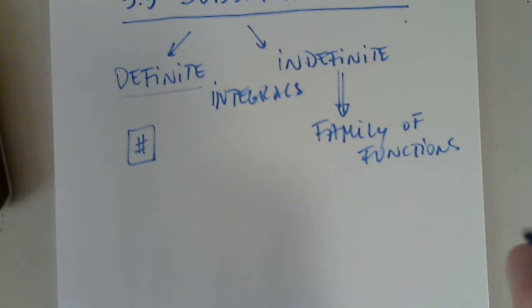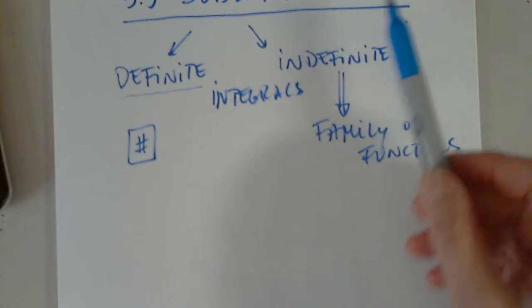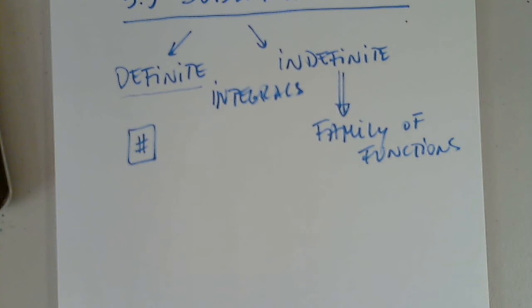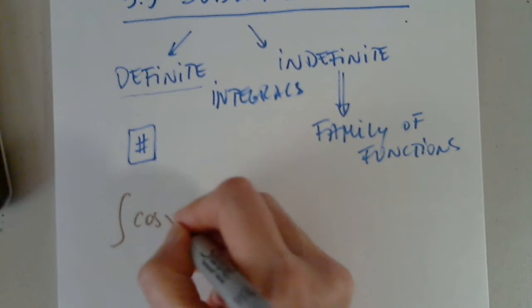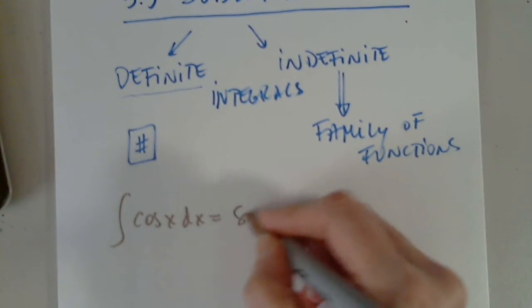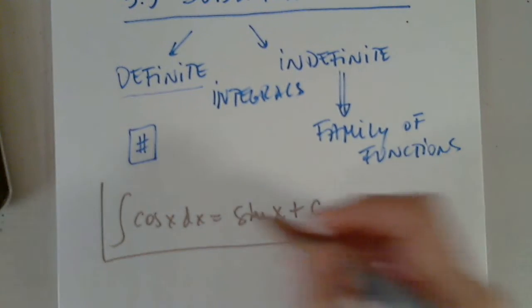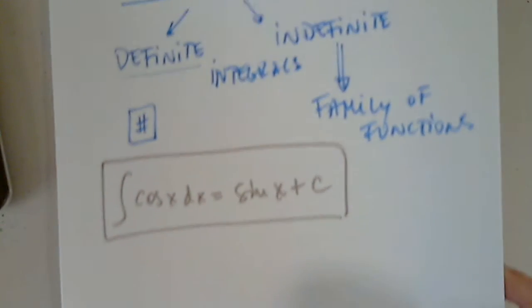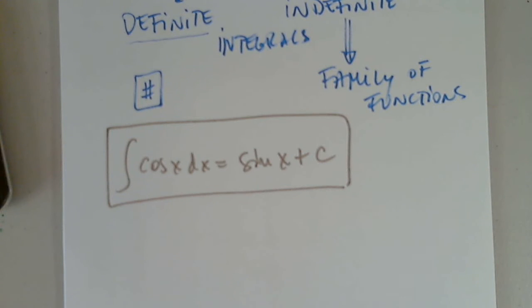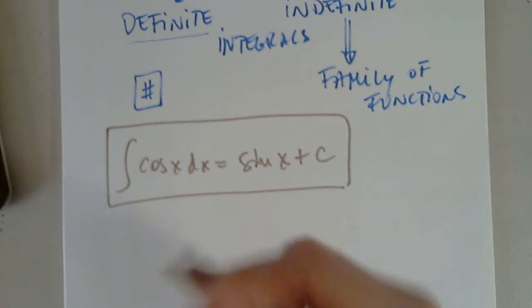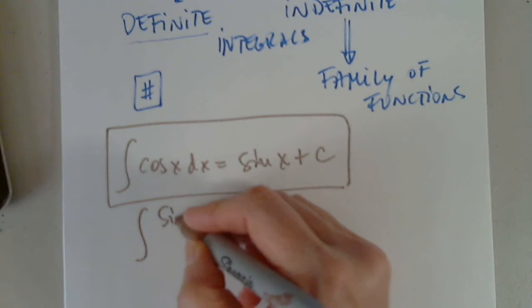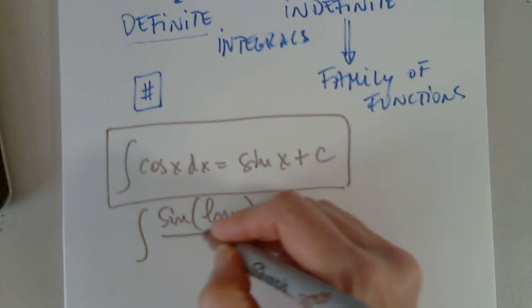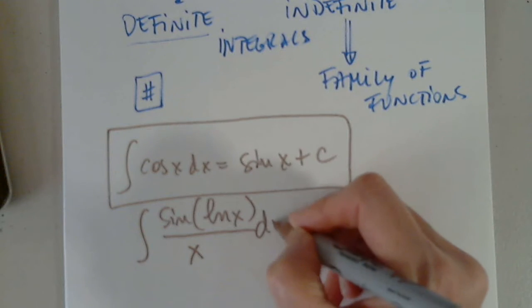Now, we have what is called the substitution rule, a technique of integrating functions that are more complicated. If I'm asked, for example, to find the integral of cosine x dx, that's a piece of cake. I know it's sine x plus a constant c, and that's done. But what if I have more complicated situations, and I'm starting with indefinite integrals. Something like the integral of sine applied to natural log x, everything divided by x, of course, dx.